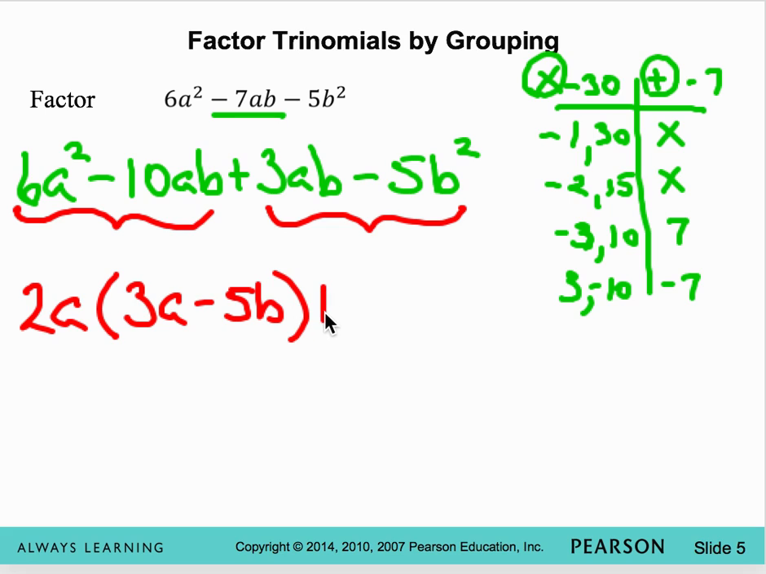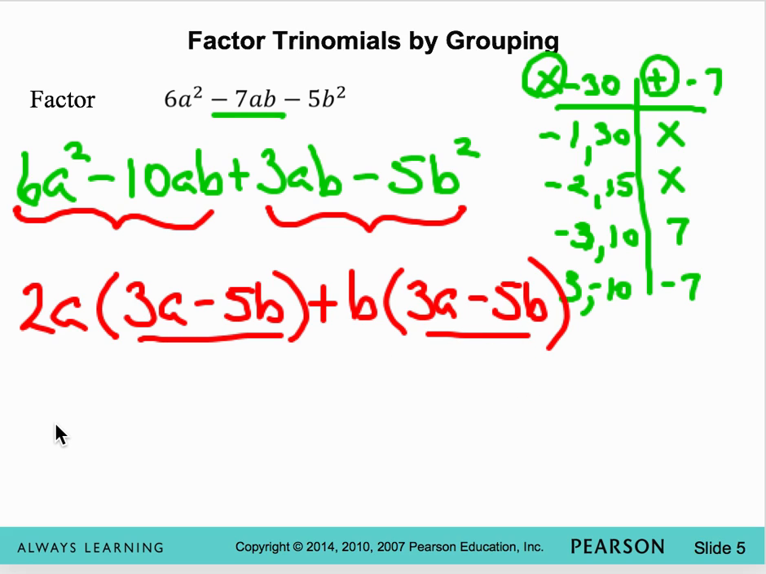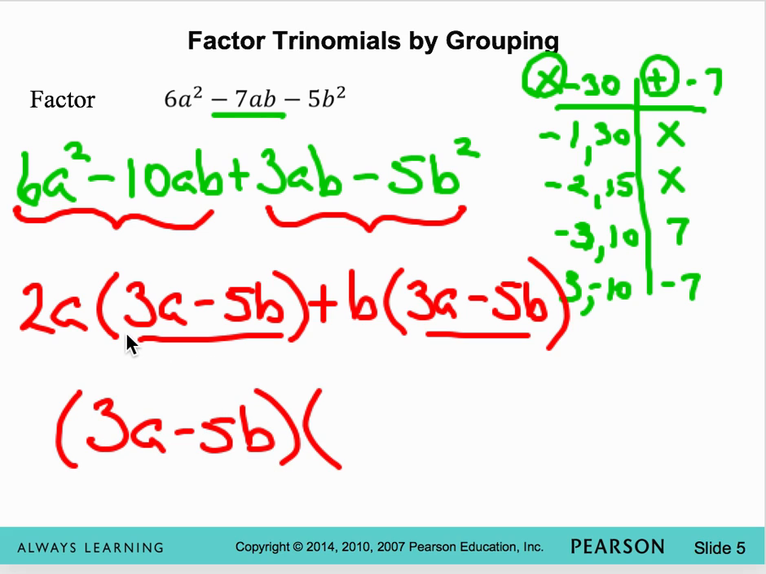Okay, got a plus sign, so no worries. I can take out a b out of those two, and that's going to leave 3a minus 5b. Now the 3a minus 5b is what they have in common, so I can bring that out. 3a minus 5b. And what's left, if I take these out, is 2a plus b.